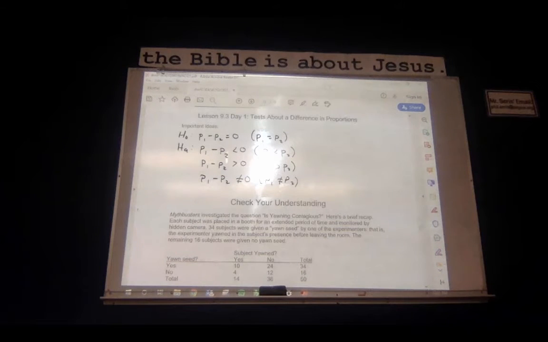Or we could say, this was our two-sided test, remember? When we talked about just not being equal. So what we're saying is there is a difference versus there isn't a difference.